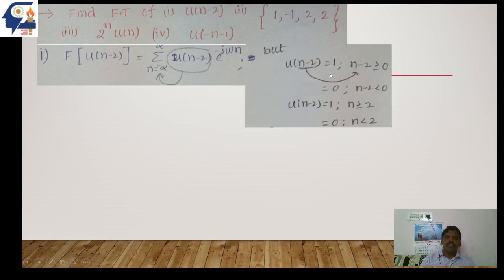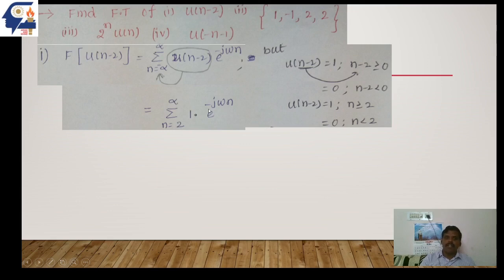But we know u of n minus 2 is equal to 1 when this entire one inside the bracket must be greater than or equal to 0. So n minus 2 greater than or equal to 0. Otherwise its value is 0 when n minus 2 less than 0. So u of n minus 2 is equal to 1 when n greater than or equal to 2, otherwise 0. That means u of n minus 2 equals 1 from 2 to infinity. I am taking the 2 to infinity as a summation. So summation n equal to 2 to infinity, then u of n minus 2 will become 1, e power minus j omega n.